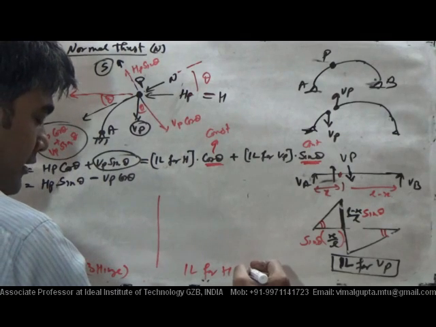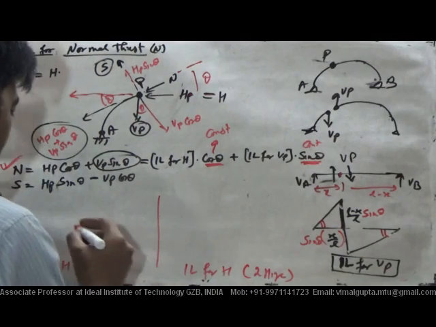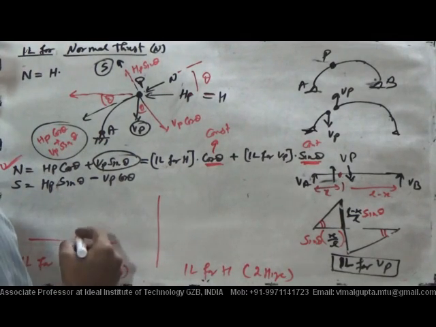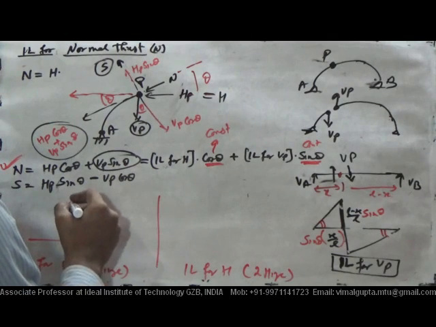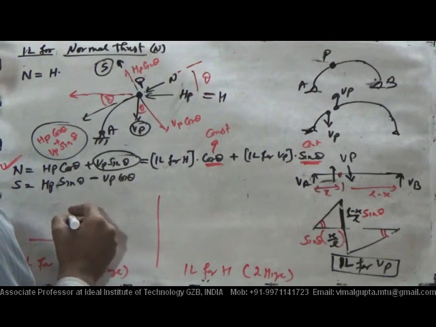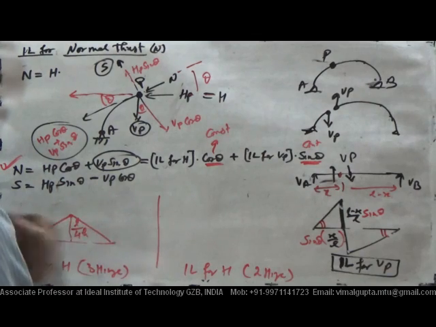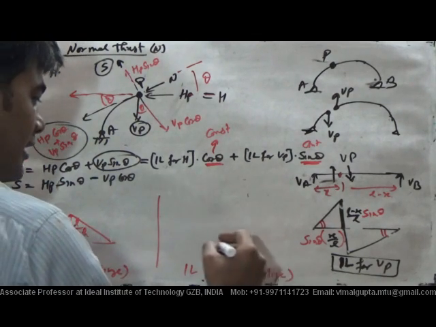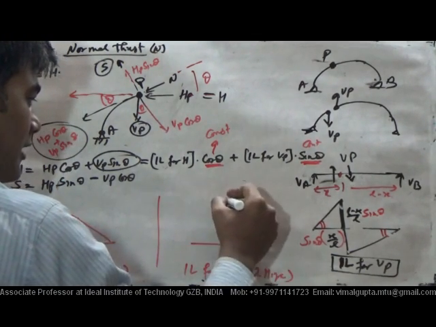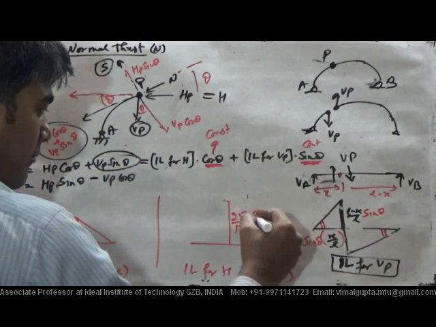Here I am making the IL for H. For the 2 hinge arch, its ordinate is how much? Its ordinate is L by 4H, it's a linear type of thing. And for the 3 hinge arch we have calculated that its ordinate is 25 by 128 L by H.